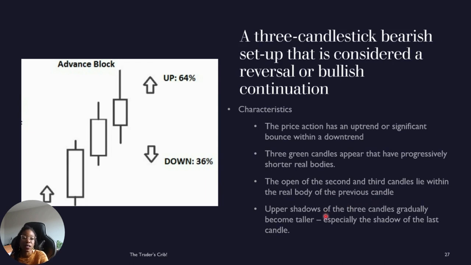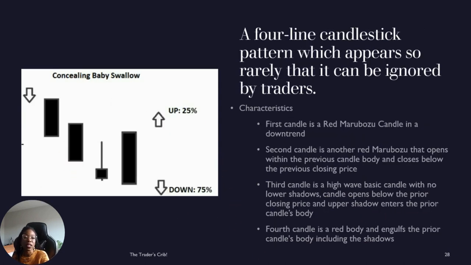Another candlestick pattern is called the advance block. It's a three candle bearish setup that is considered a reversal or bullish continuation. Characteristics: the price action of an upward trend or significant bounce within a downtrend.